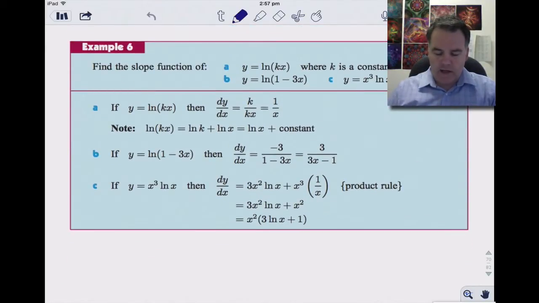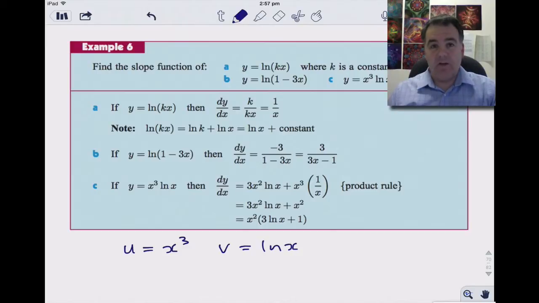We've got y equals x cubed ln x. So if I define u as equaling x cubed and v as equaling ln x, we're obviously going to use the product rule here. So u dash is 3x squared, v dash is 1 over x, as we've just learnt, and then we just use the product rule, this kind of cross method.